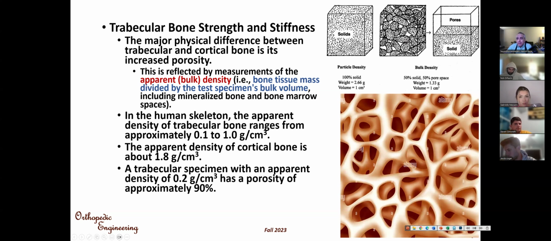If we divide the percentage of the solid material or the bulk to the whole volume of this block, it becomes the apparent or bulk density.